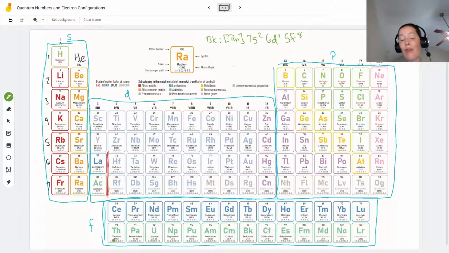So this is why, if you've ever wondered why your Fs are down here, you can't squash them all in that slot where I've drawn my red line. So that's why they pull them and they put them down at the bottom of the periodic table.